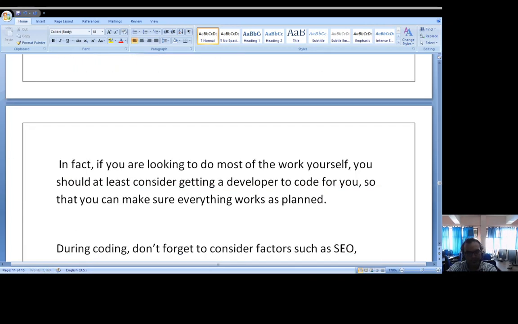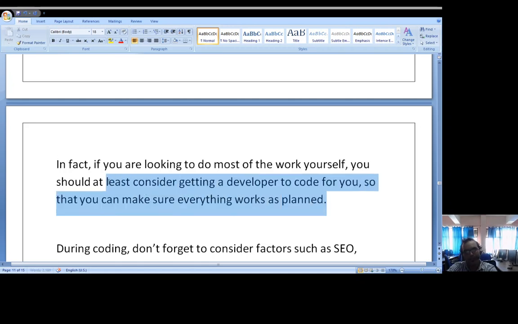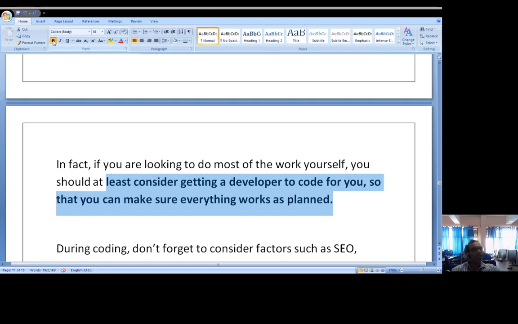In fact, if you're looking to do most of the work yourself, you should at least get a developer to check the code so that you can make sure everything works with the planning. You have an idea, you research those things, you make goal statements. Then with all further processing, you are able to make a timeline, have content, make a sitemap, wireframe the website, and have a layout as well.